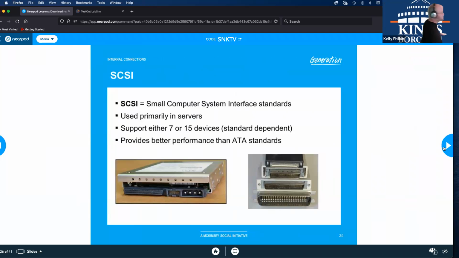All right. SCSI connector, small computer system interface standard. Typically used in servers. Sometimes you'll see them in desktops, but it is exceedingly rare. They can support up to 7 to 15 devices, and provide a little bit better performance than the ATA standards, which is typically why you see it in servers.